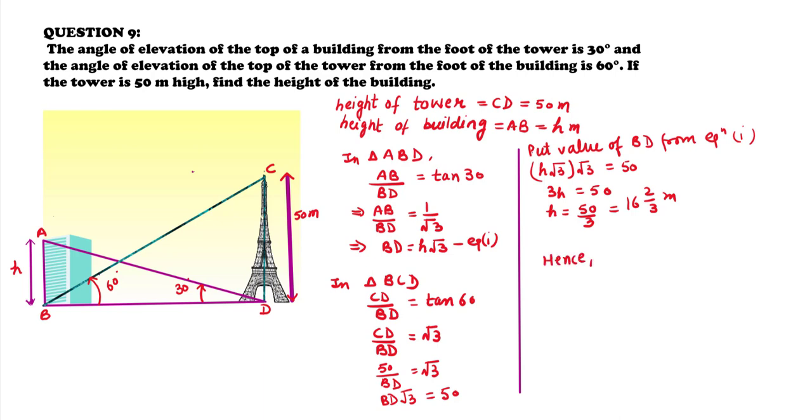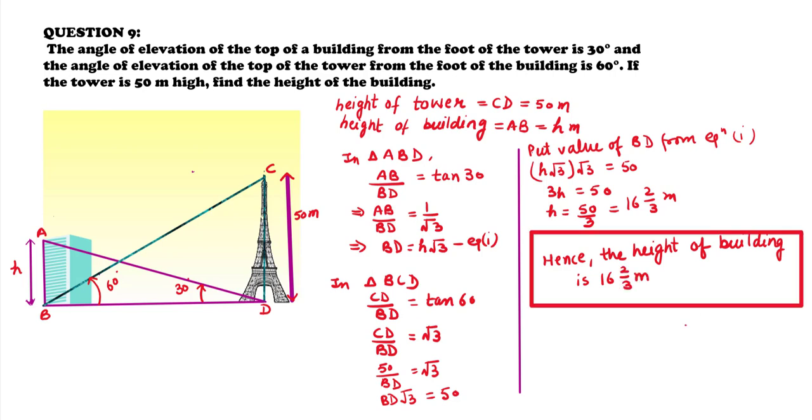Hence, we can say that the height of the building is 16 and 2 upon 3 meter, that is in the form of mixed fraction. We can also leave the answer as it is, that is 50 upon 3 meter also.